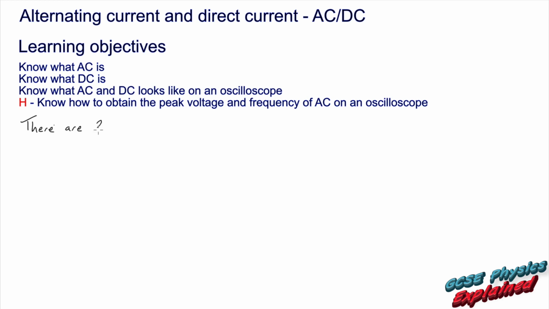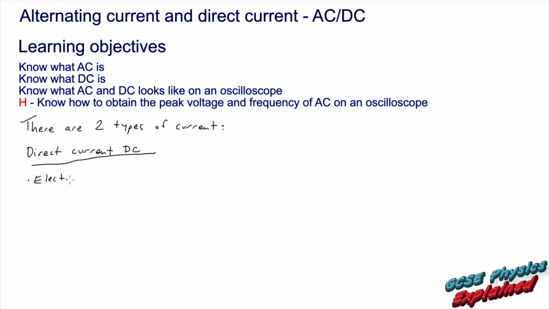So basically, there's two types of current, AC and DC. Right, let us tell you about DC first, because that's the easiest. So DC stands for direct current. Now, you've got to know how the electrons flow, you've got to know where DC comes from, and you've got to know a little bit about the voltage.